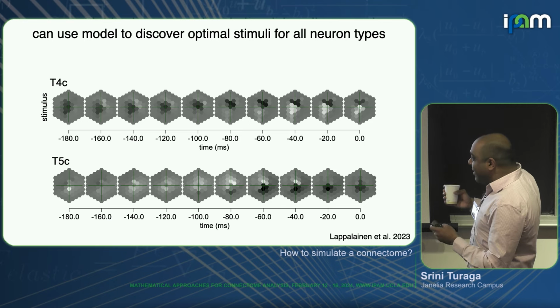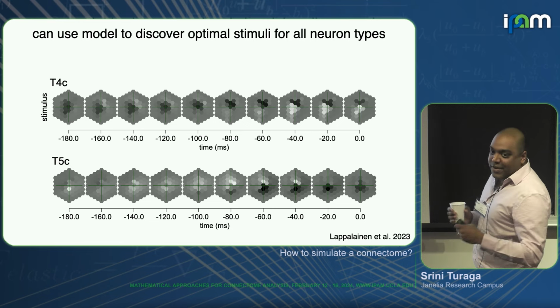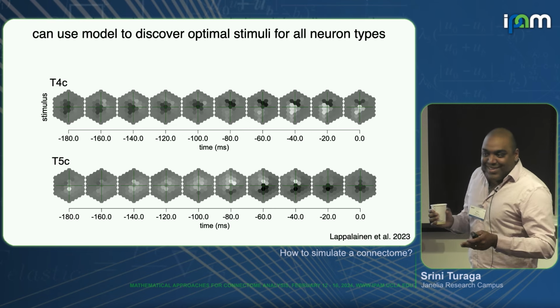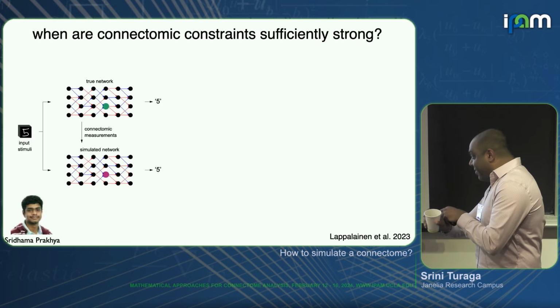There are more predictions that you can make with this. These are very classical ways of figuring out what might be the optimal stimulus. This is the kind of thing that people have done. And so we can continue to do those kinds of things.